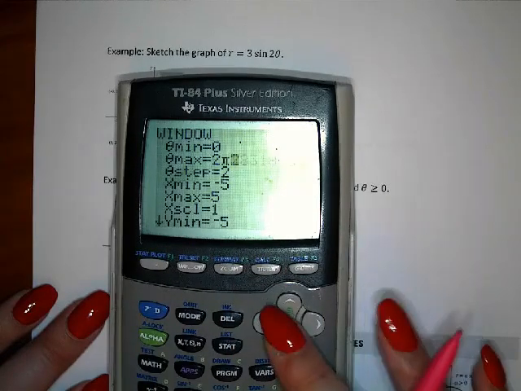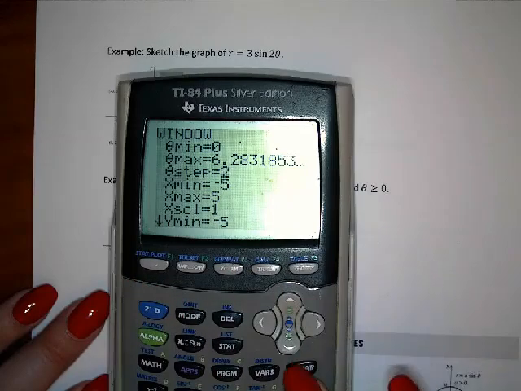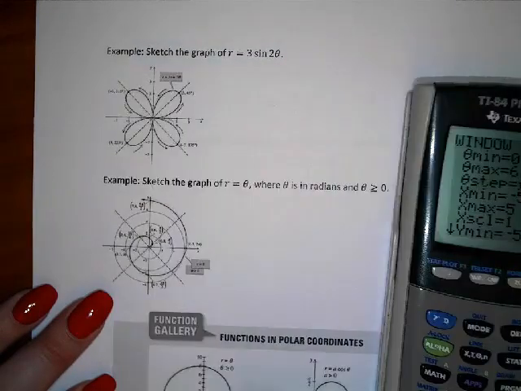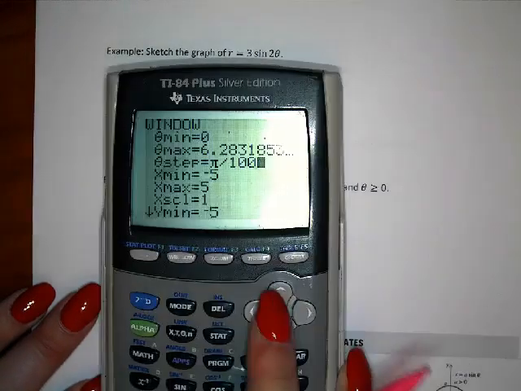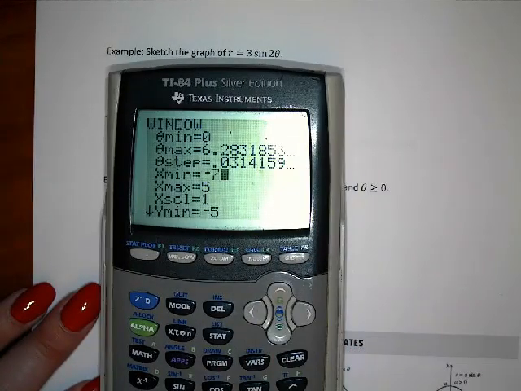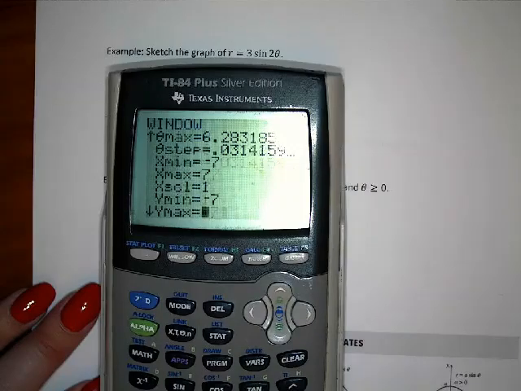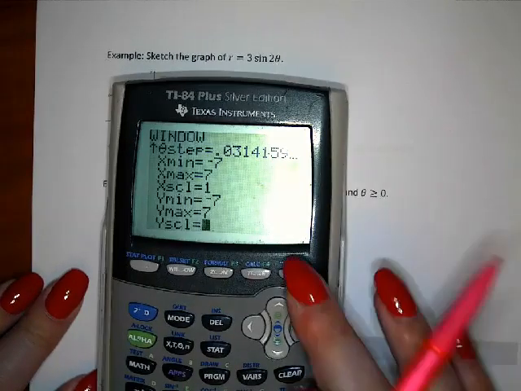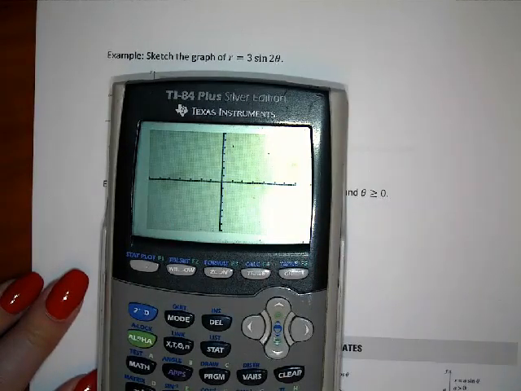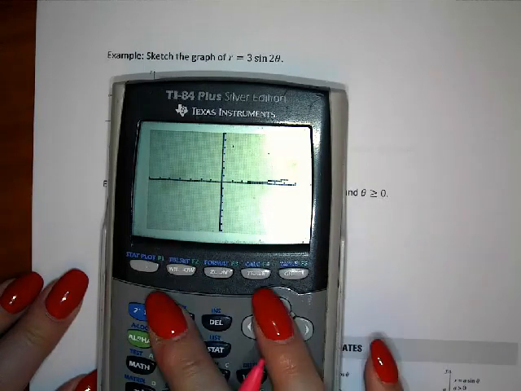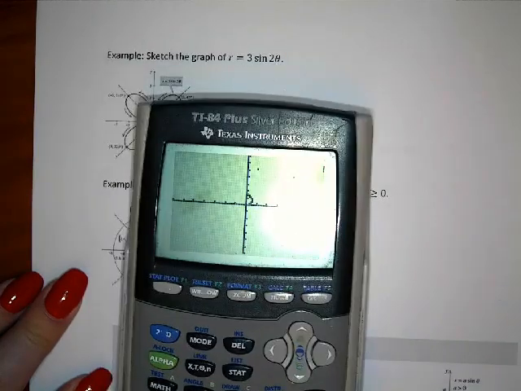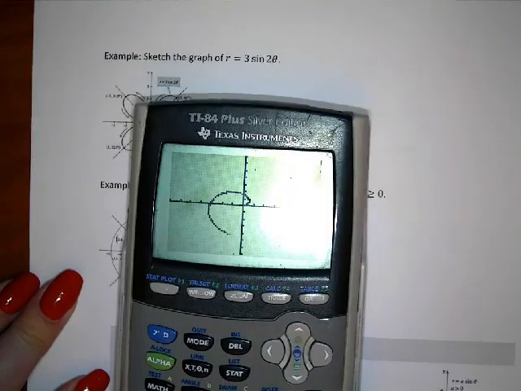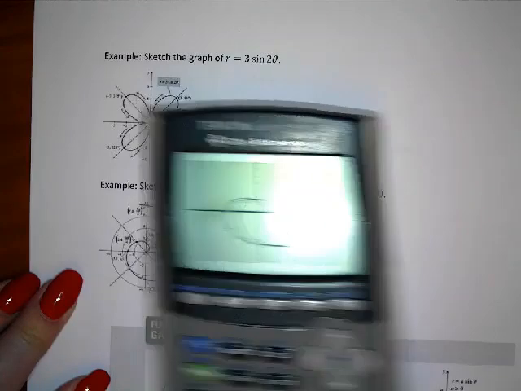It looks like they go to -6, negative. I'll change this to -7. Okay, so hit graph. Oh, I forgot to change my mode. There we go, radians. Okay, now I hit graph. So there's my spiral starting. And my spiral didn't go as far, and you can see here's 2 pi, and this says 5 pi halves, which is bigger than 2 pi.